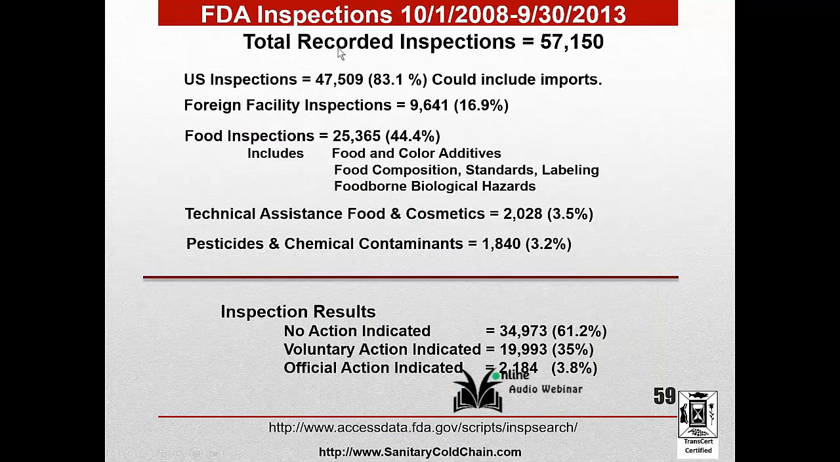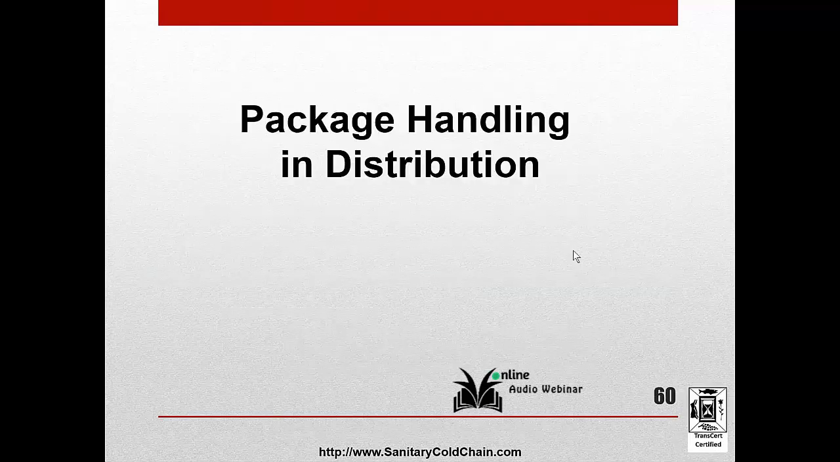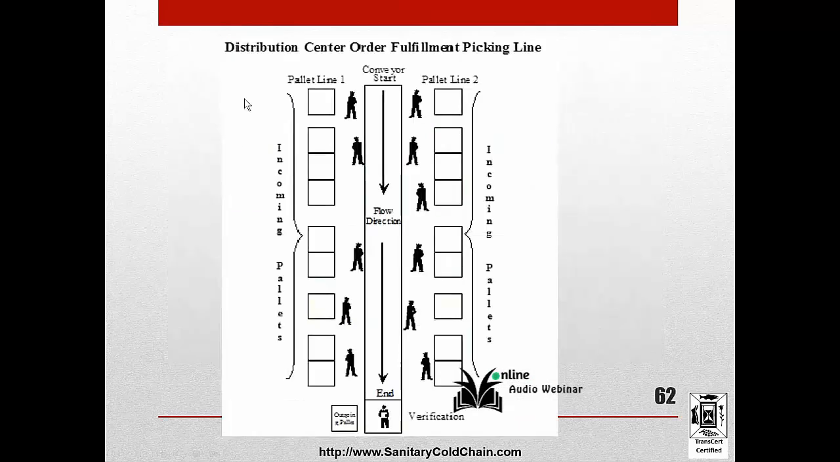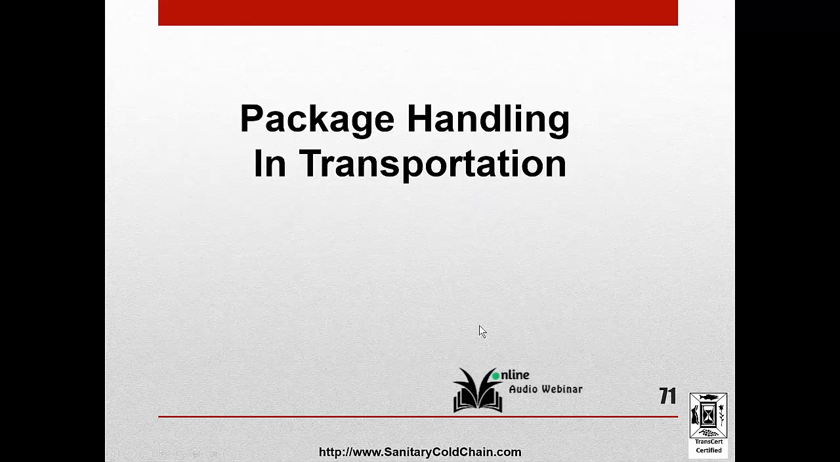In this period of time in 2008 to 2013, FDA did 50,000 inspections. They're going to inspect the food processing operations, foreign facilities, food inspections, package handling and distribution models for package handling. There's a different look at the same thing. Here's the pallets. Let's talk about transportation for a few minutes.